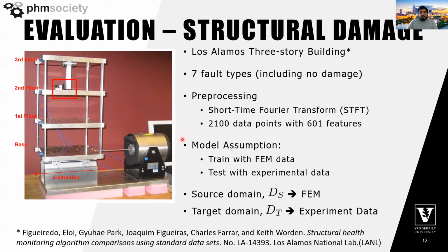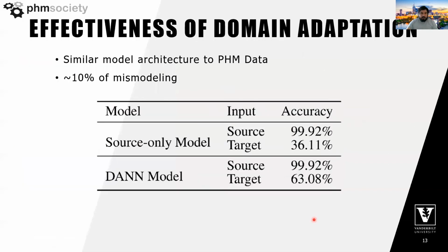Also, for this case, we assumed we don't have access to labeled experimental data. Thus, we wanted to train the network using only finite element model data and test it on the experimental data. Then in this case, the source domain data is going to be the FEM data, and the target domain data will be the experimental data. We followed a model architecture similar to the PHM data for this case. During the source domain data generation, we deliberately mismodeled the finite element model by about 10%.